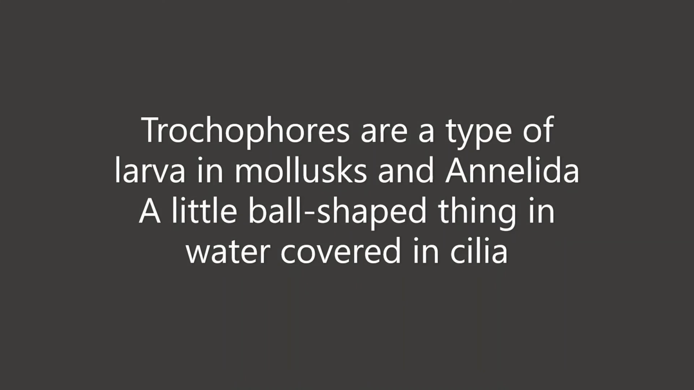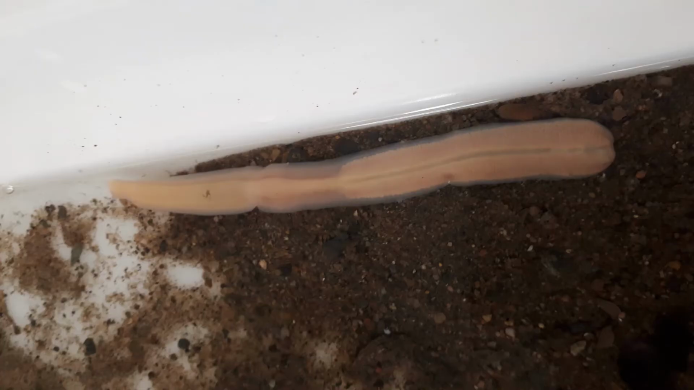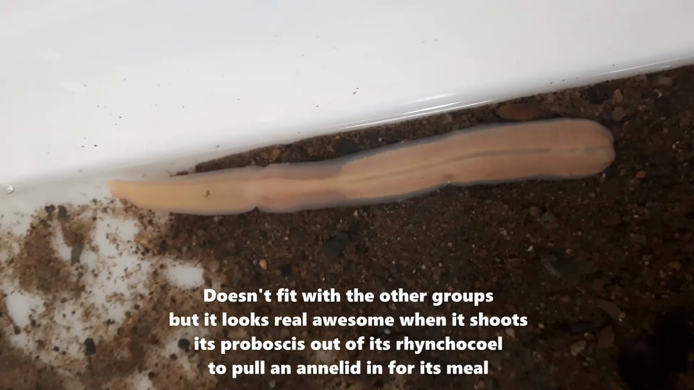Trochophores are a type of larva in mollusks and annelida, a little ball-shaped thing in water covered in cilia. Nemertea doesn't fit with the other groups, but it looks real awesome when it shoots its proboscis out of its rhynchocoel, pulling an annelid in for its meal.